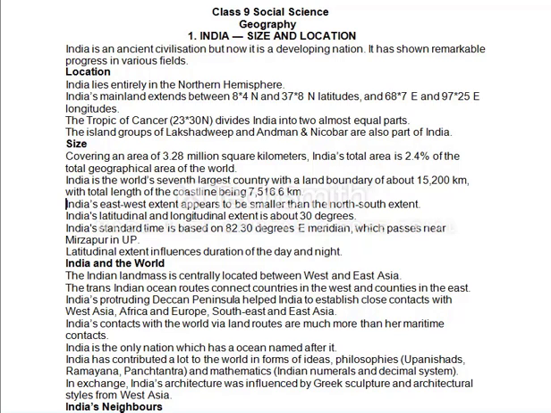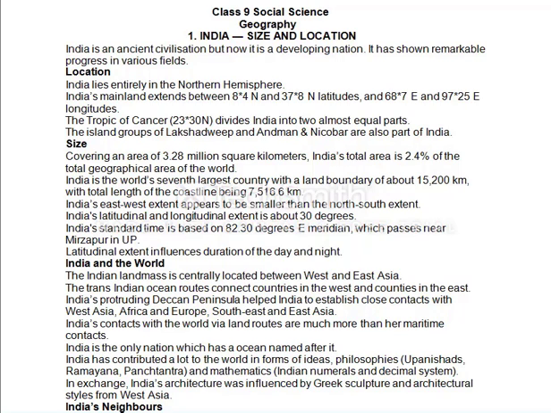India's east-west extent appears to be smaller than the north-south extent. India's latitudinal and longitudinal extent is about 30 degrees. India's standard time is based on the 82°30' east meridian, which passes near Mirzapur in UP. Latitudinal extent influences the duration of day and night in India and the world.